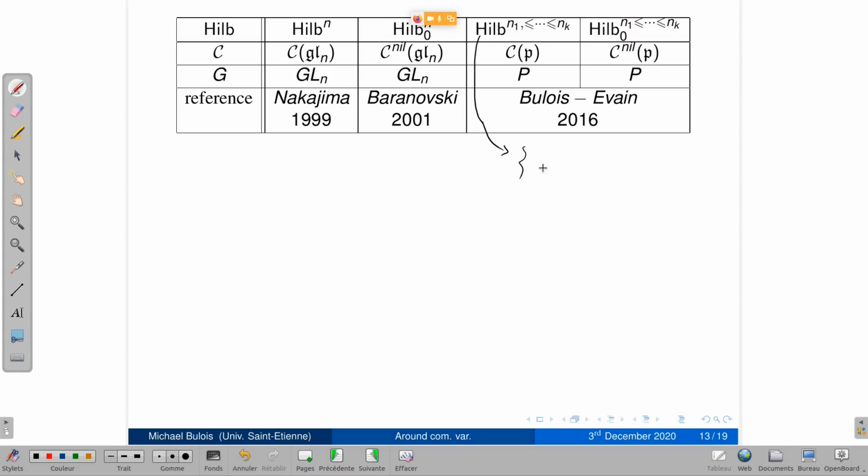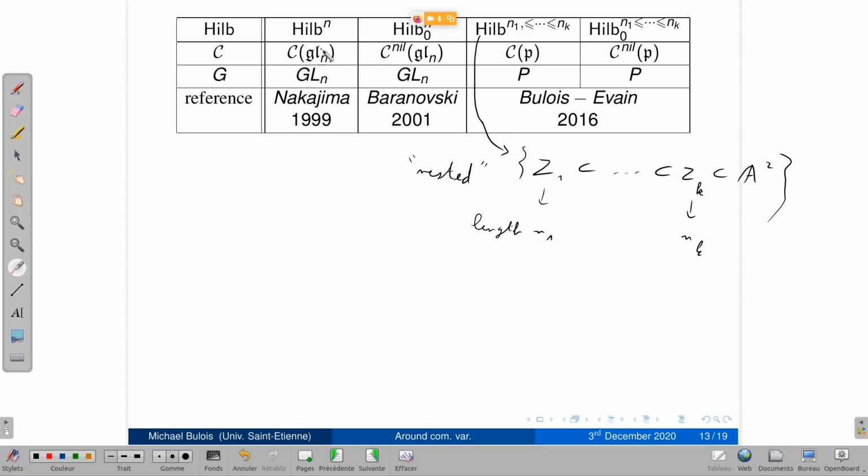So what is the nested Hilbert scheme? You ask for some inclusion of subschemes Z1 inside Zk, where Z1 is of length n1 and Zk of length nk. So given some n1 to nk with these inequalities, you can ask for all the subschemes with those given lengths. So this is what is called the nested Hilbert scheme.